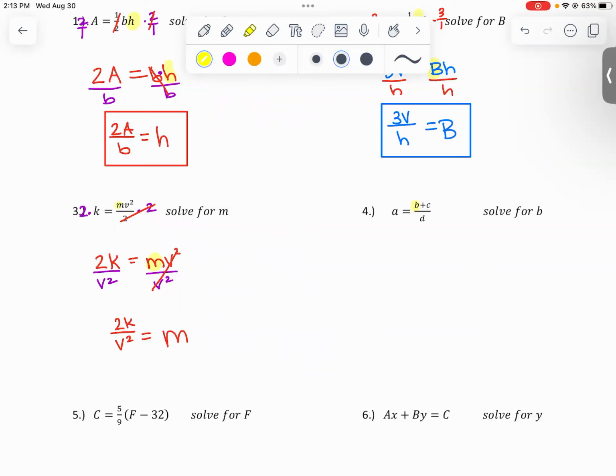Nice. Look at you, you're getting it. Your answer is just the rewritten equation. So you're not getting like x equals 5. Your answer is just an equation that's rearranged.